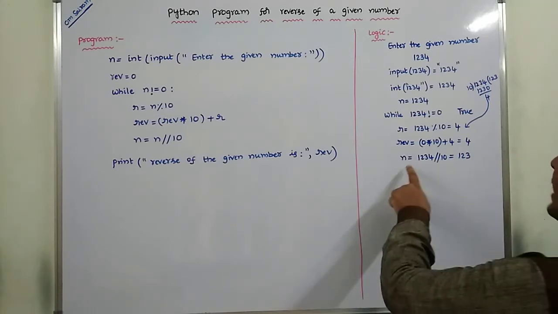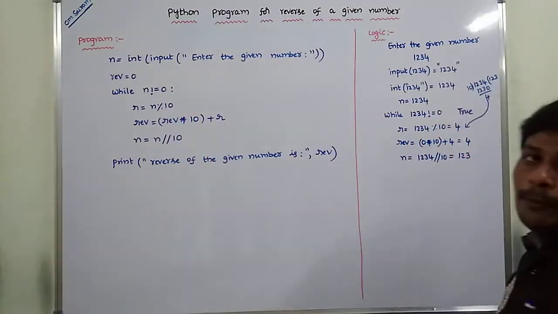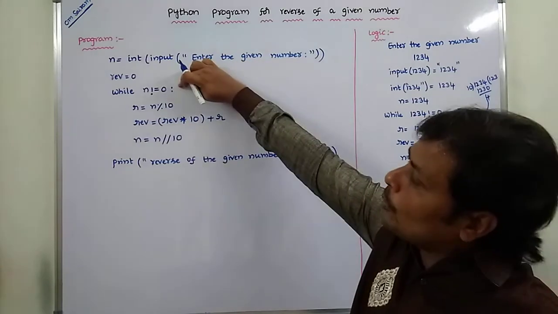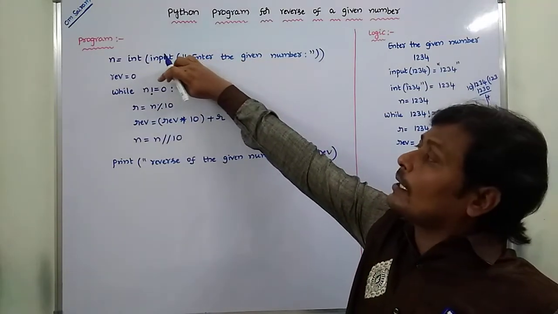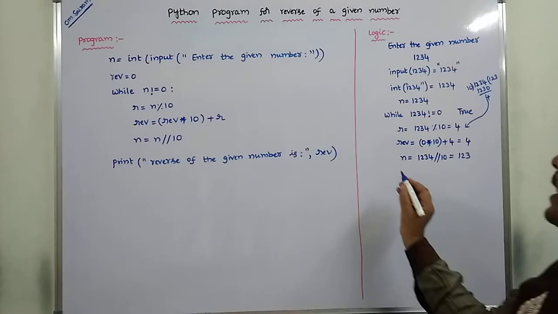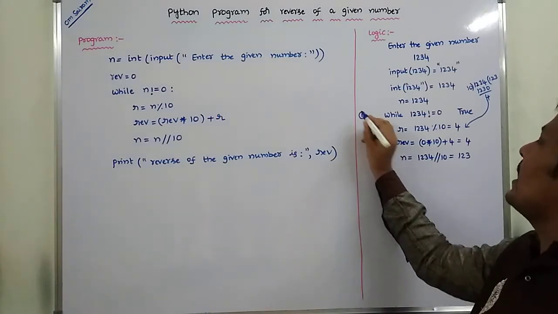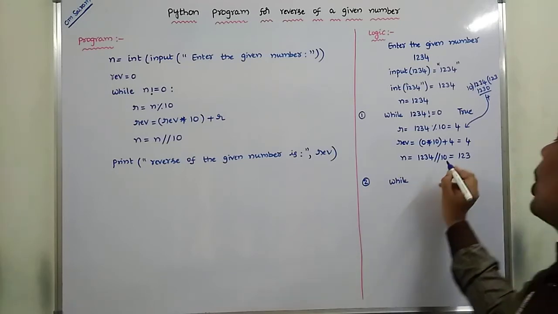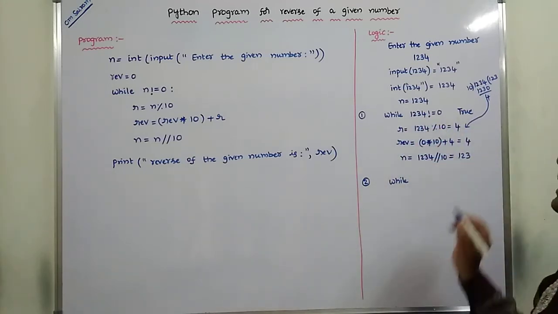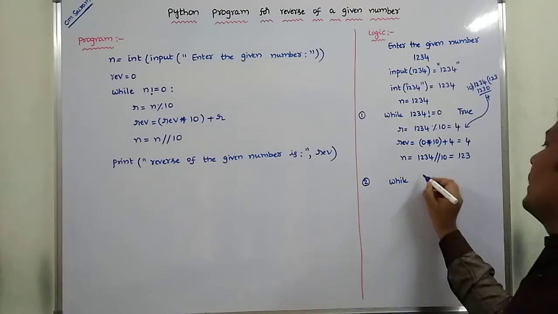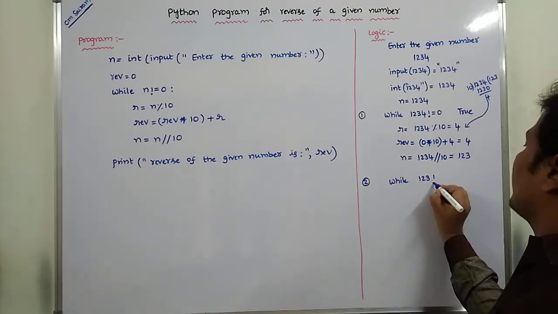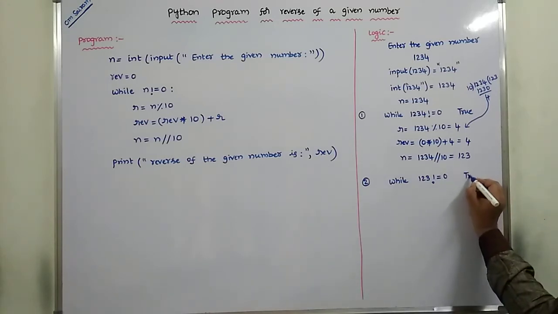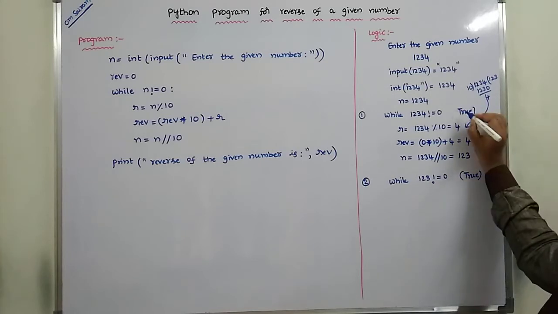Okay. Again it goes to the while loop. After executing these three statements, again it goes to the while loop until the condition is false. Okay. So this is the first iteration. Then we go for the second iteration. While n value, how much after executing the first iteration? That is 123. So 123 is not equal to 0.